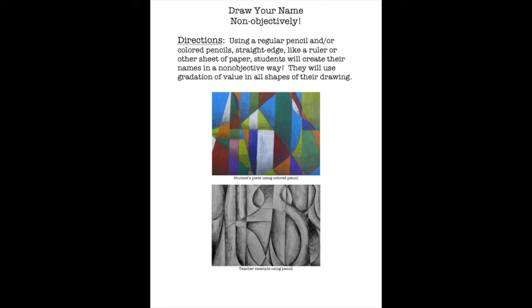You're going to draw your name non-objectively. Non-objective art is a very special kind of abstract art where you can't really recognize any objects or anything. It's just really appreciating shape and color and the way they all work together.